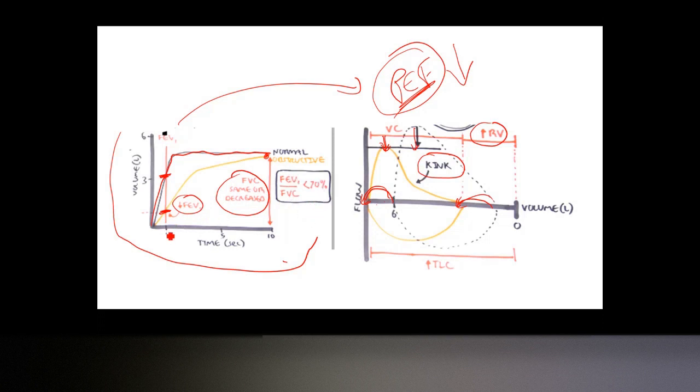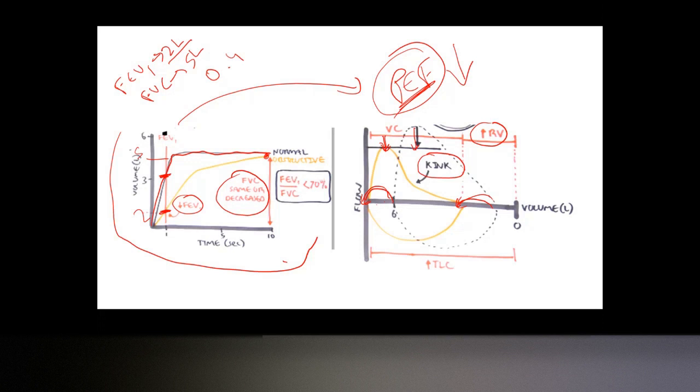Suppose I take 2 liters and 5 liters. The FEV1 is 2 liters, the forced vital capacity is 5 liters. The ratio would be 0.4, right? And that's less than 70%. Do you guys get it?